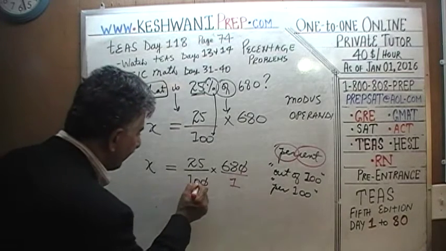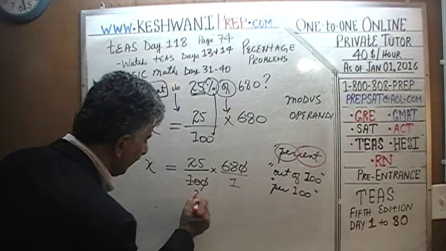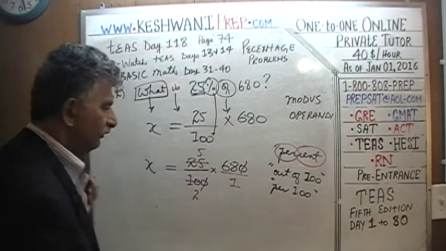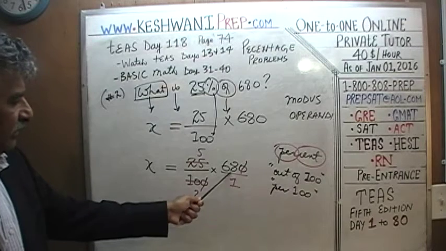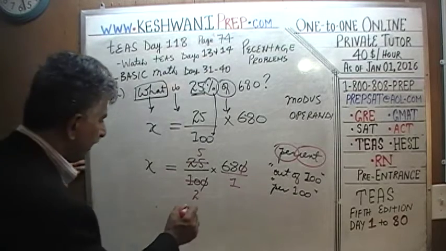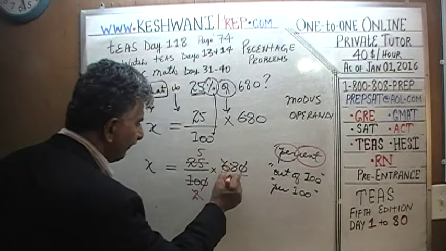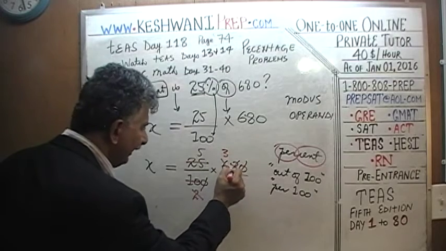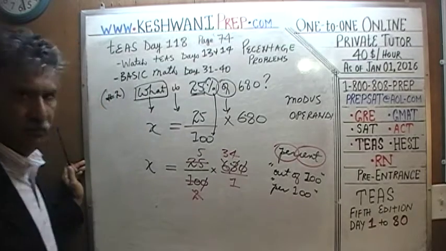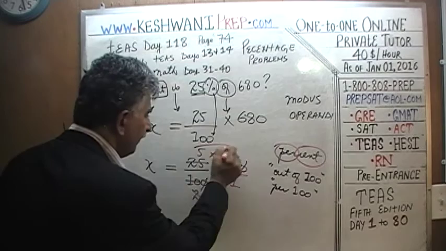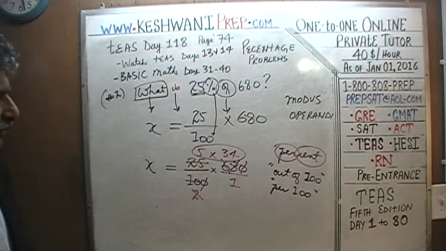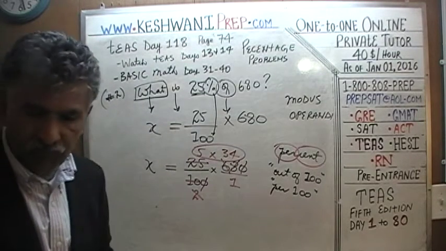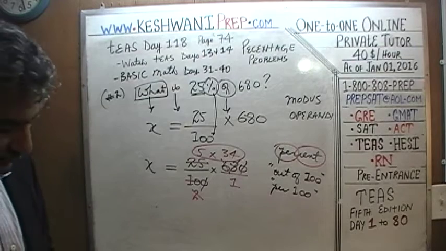Let's divide top and bottom by 5. 10 has 2 5s, and 25 has 5 5s. We see 68 on the top, we see 2 at the bottom. Let's divide top and bottom by 2. 2 goes away. 6 has 3 2s, and 8 has 4 2s. So the answer is 34 times 5. And 34 times 5, you will find in a second, is exactly 170.